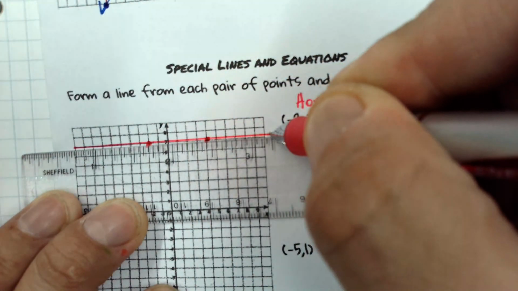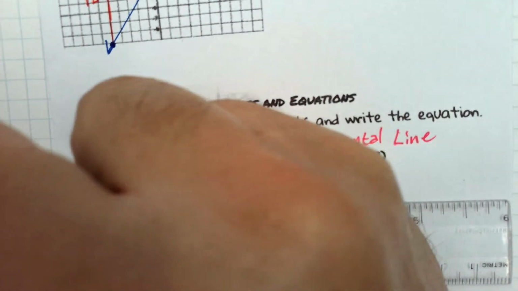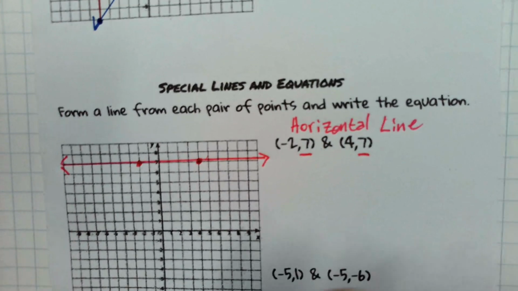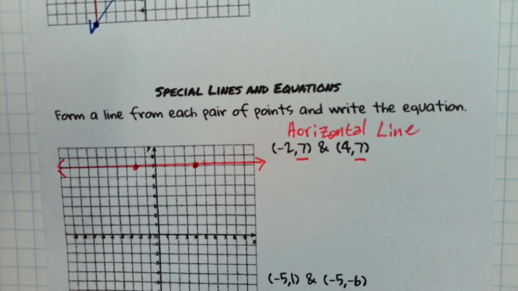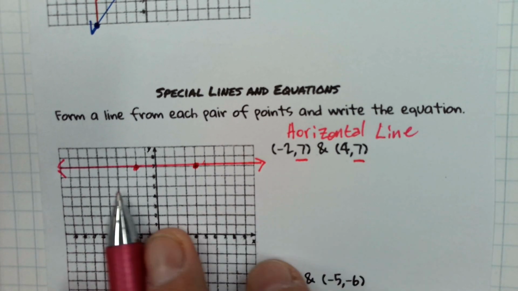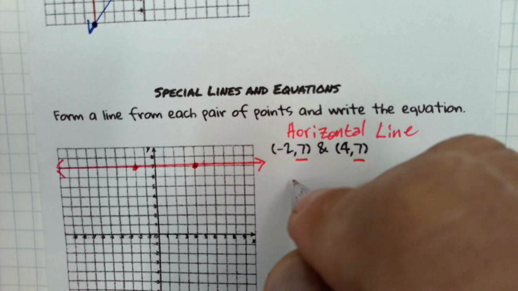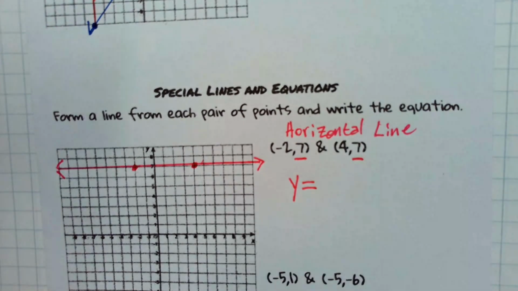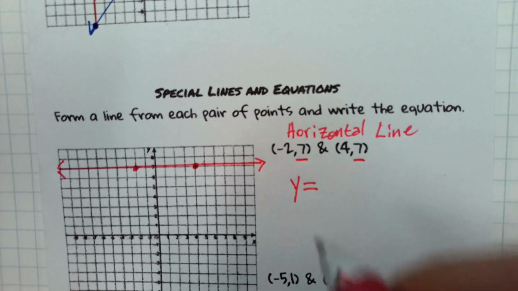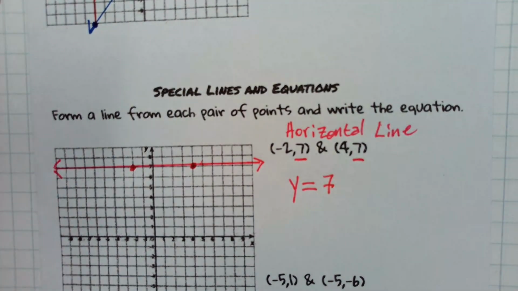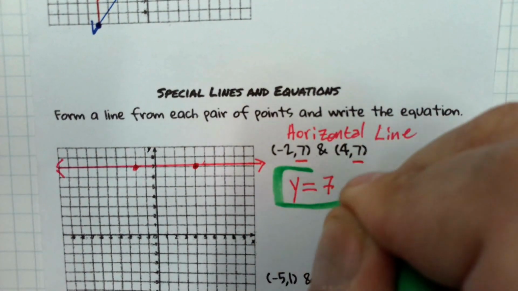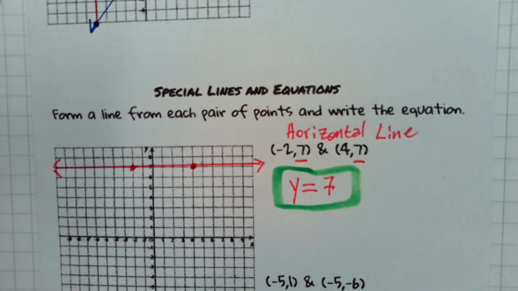What's the slope of a horizontal line? Do you remember? 0. I can go through all the steps we just went through, finding the slope, plugging it in, and doing the math to get the equation. Or just recognize that whenever you have a horizontal line, the equation is y equals, just y equals, there's no x, y equals whatever y value I have. And what's the y value? 7. That's the equation, y equals 7, when it's a horizontal line.